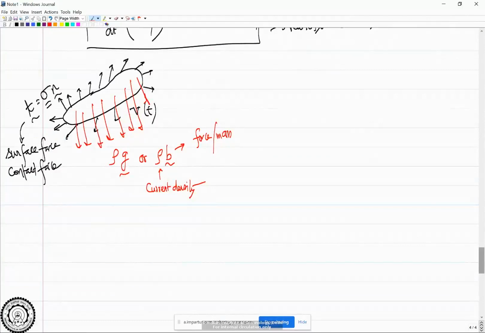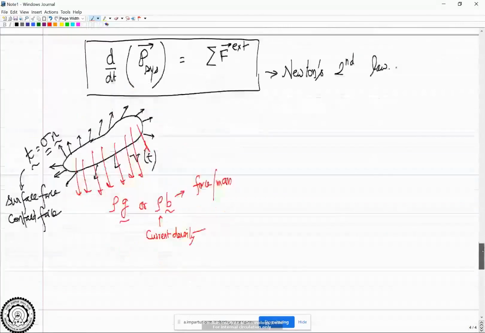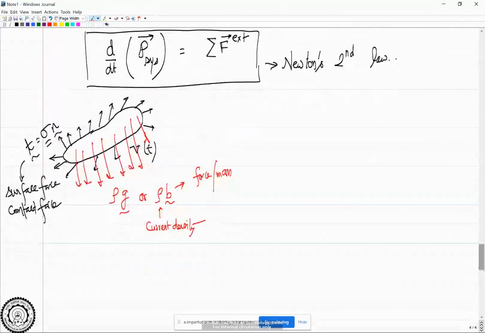So the Newton's second law, when we apply, you see it has got two terms, left hand side and right hand side. So let us write down both the terms here. The left hand side is d by dt of the linear momentum of this system. And what will be the linear momentum?